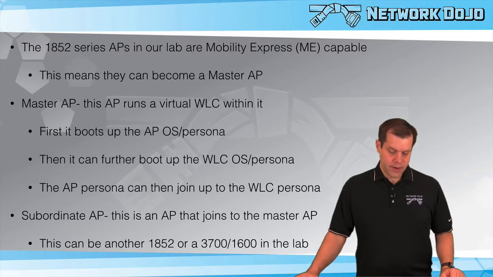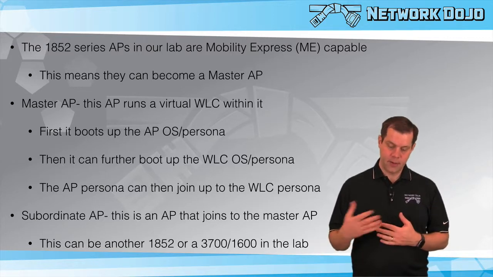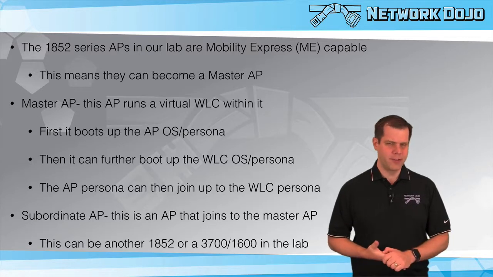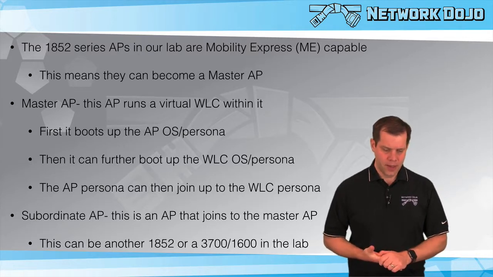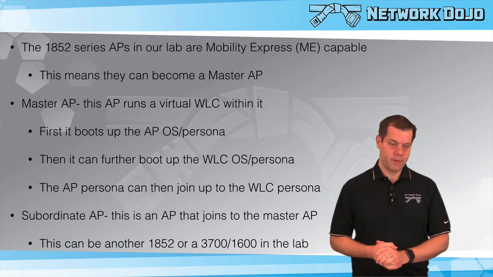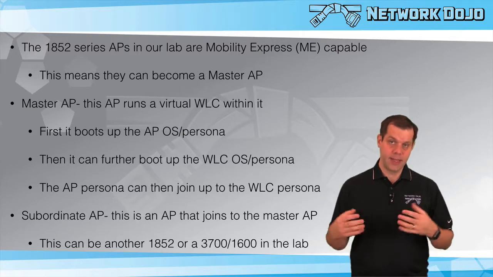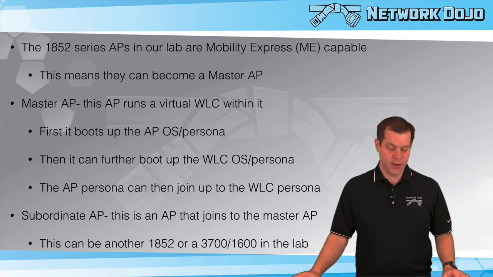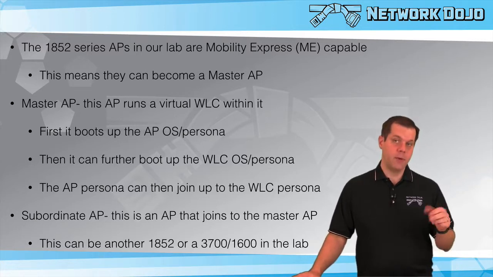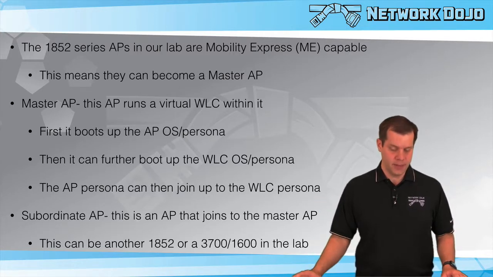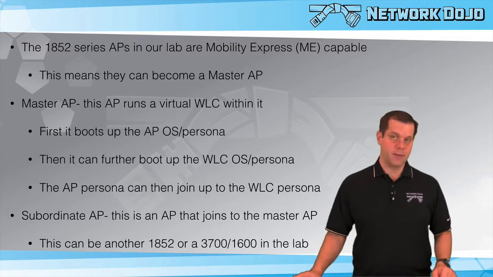And this could be another 1852 in the lab. It could technically be a 3700 or 1600 in the lab, but we talked about how it's most likely just going to be the other 1852. There's a fairly decent sized list of AP models that can join up to a Mobility Express master AP. They would become subordinate APs, even though they themselves couldn't ever become master APs if they can't run Mobility Express code.